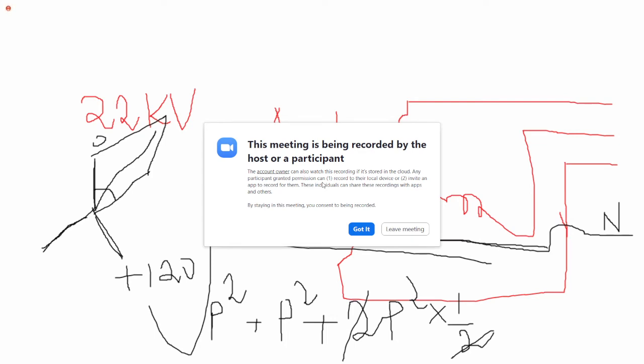3 points are clear. When you study the ground word, keep this in mind: the neutral of every transformer secondary, which is always star configured, is always put in the ground. Should I move forward if you have understood 3 points?